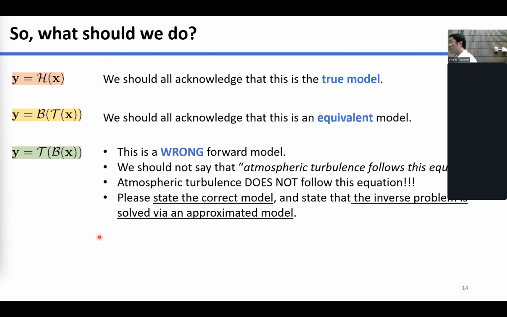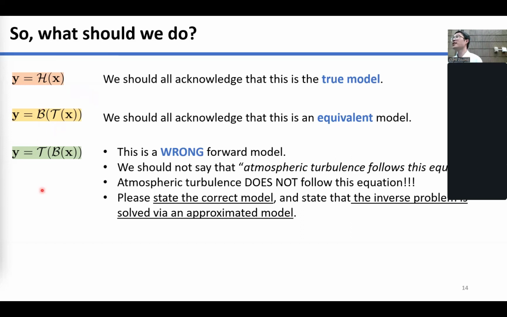So what should we do? Here's my recommendation after so much debate. We should all acknowledge that the true model is the true model. This is the right model. This is the equivalent model. If you ever want to write an equation in your next CVPR paper, you say, okay, this is turbulence. Don't say that the turbulence comes from this equation. You should always say that the turbulence comes from this equation, because these two gentlemen tell you, and they have a proof here to show you that this is the case.